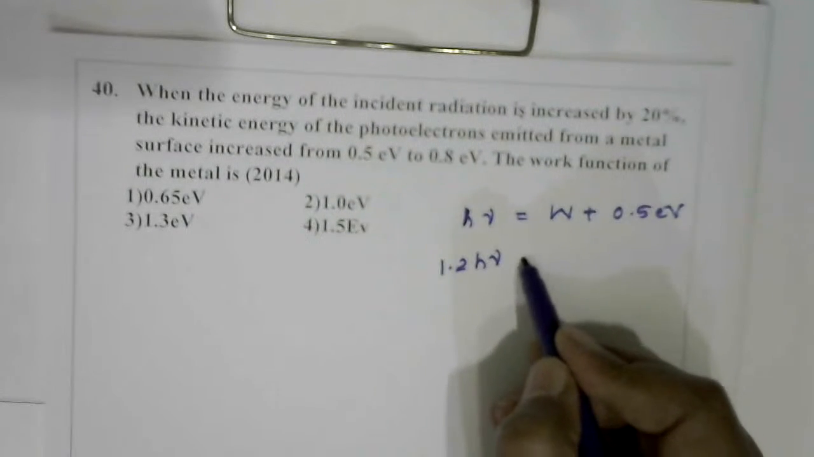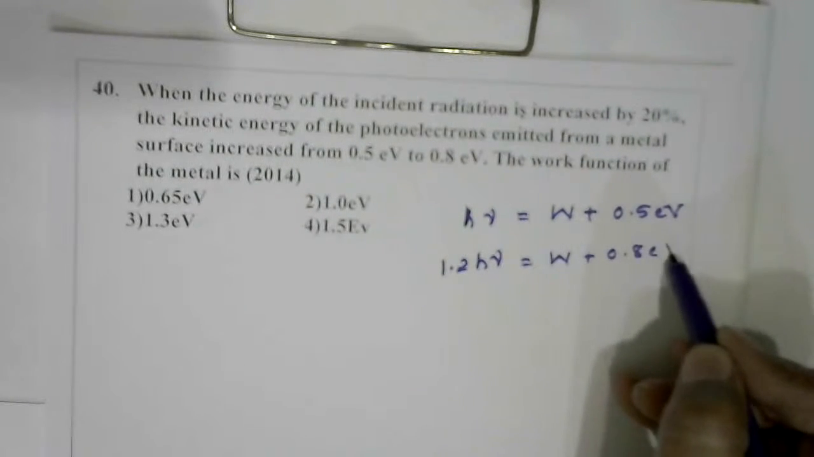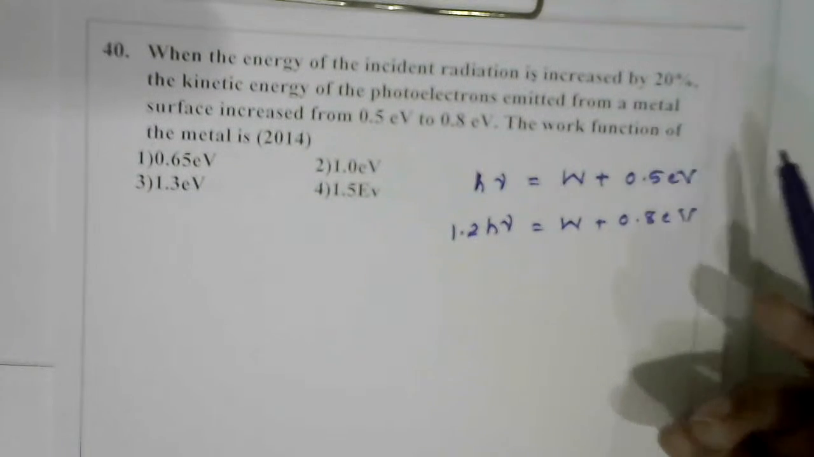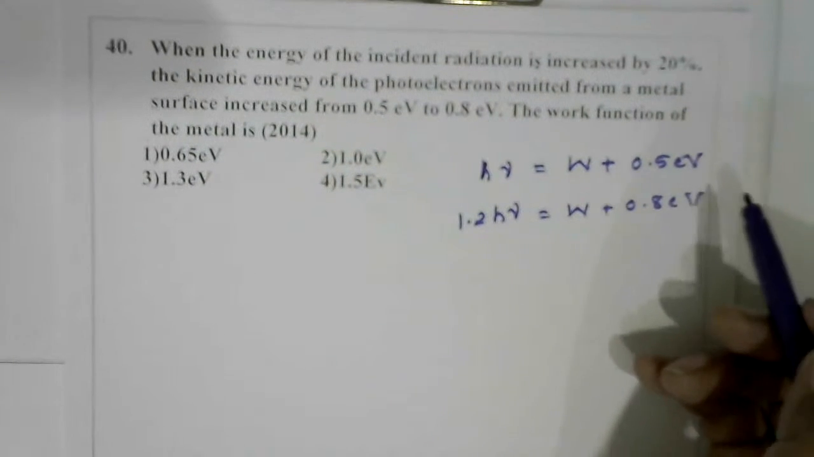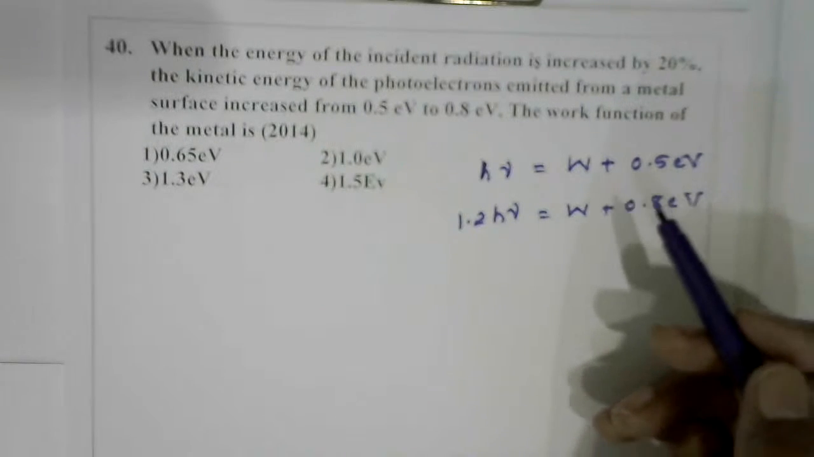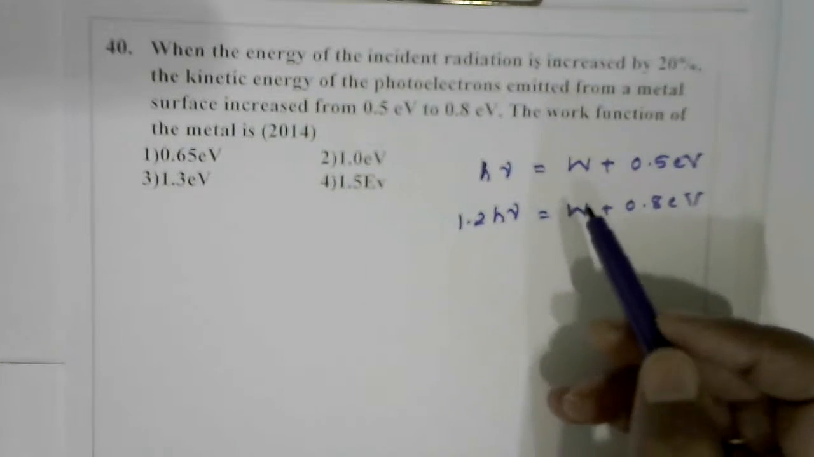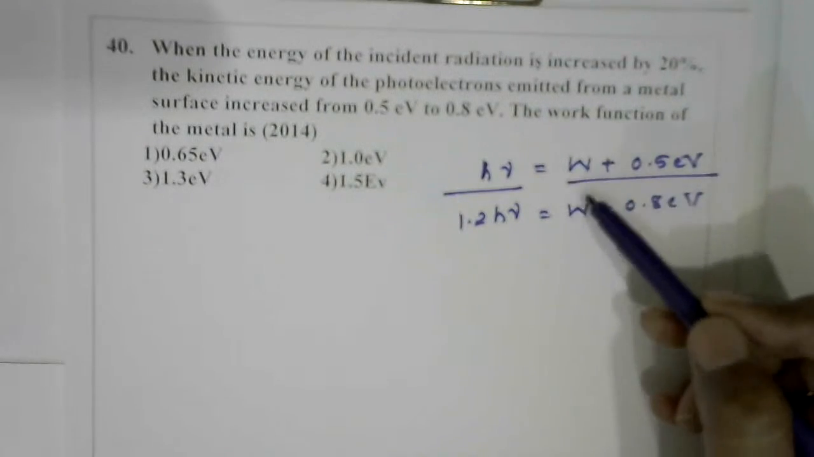1.2 h nu is equal to the work function again, but this time it has become 0.8 electron volt. Okay, so the question is to calculate this work function. So just once again substitute the values here. What you are going to get if I substitute here, the work function becomes... I can just divide here, I think. I can divide here because if I subtract, this is going to get cancelled.